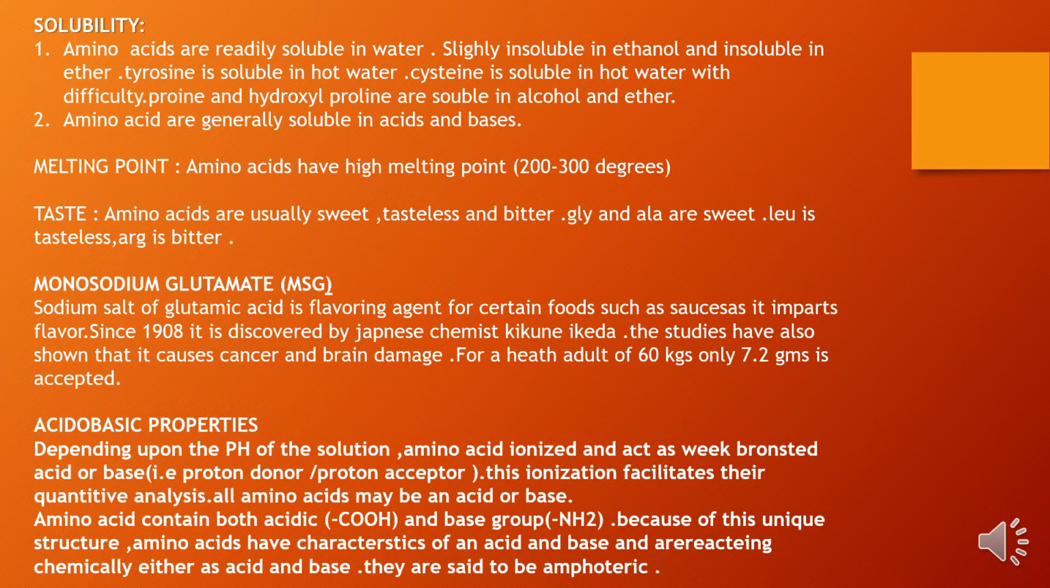Tyrosine is soluble in hot water. Cysteine is soluble in hot water with difficulty. And hydroxyproline is soluble in alcohol and ether. Amino acids are generally soluble in acids and bases. And then melting point. Amino acids have a high melting point, means you have to give them heat of 200 to 300 degrees, then only the amino acid will melt.